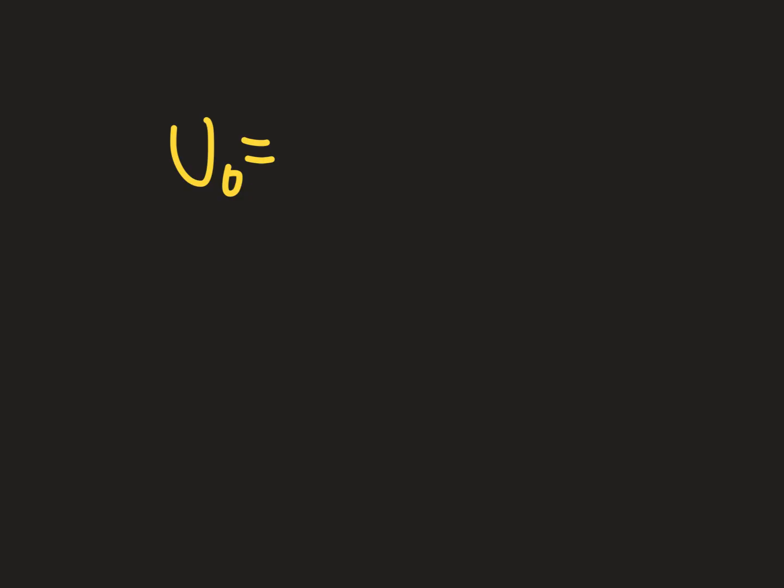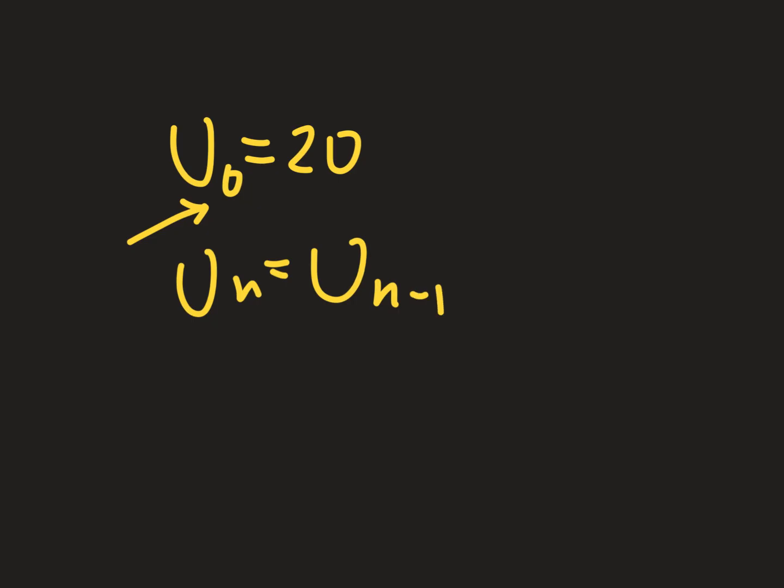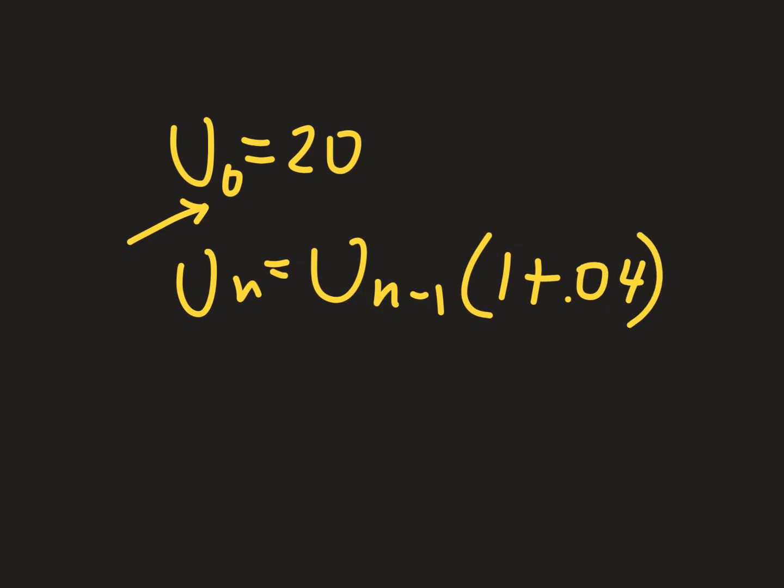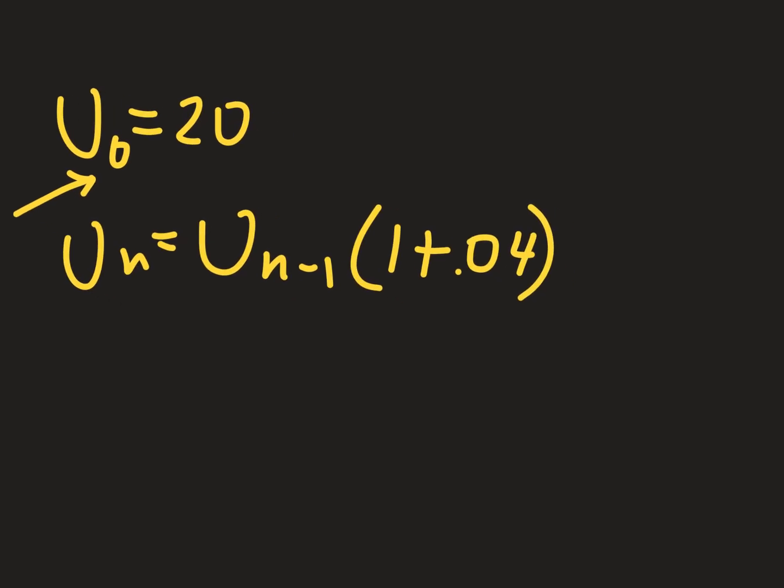Equals, and you might be like, wait a minute, I thought they always started with 1. No, these can start with u sub 0 if they want. u sub 0 equals 20. u sub n equals u sub n minus 1 times 1.04. And I want to know what is u sub 3.